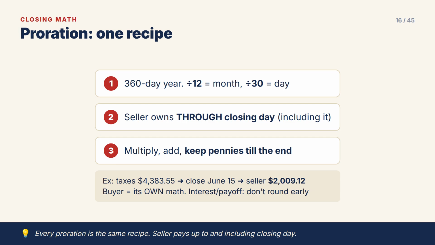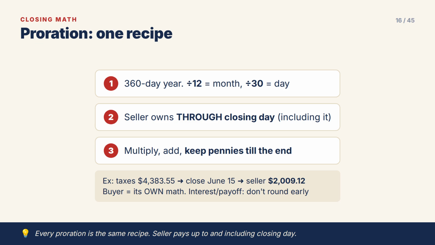Every proration problem is the same 3 steps on a 360-day year. Step 1, yearly amount divided by 12 gives the month, divide by 30 gives the day. Step 2, decide who owns which days. The seller owns every day up to and including closing day. Step 3, multiply and add, and keep the pennies until the very end.